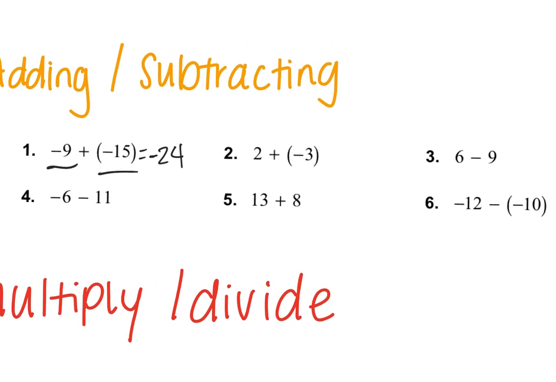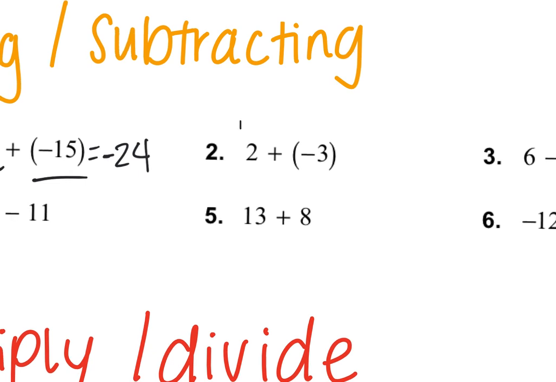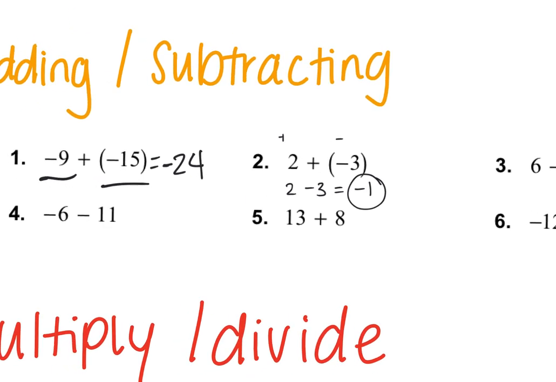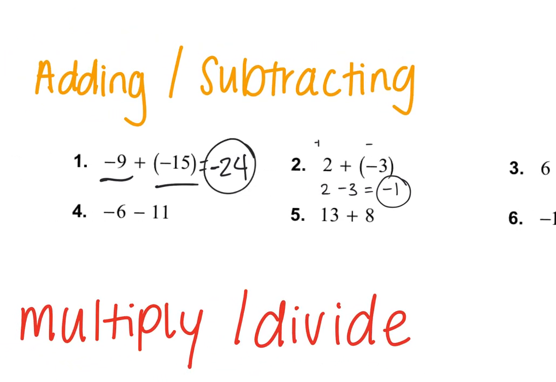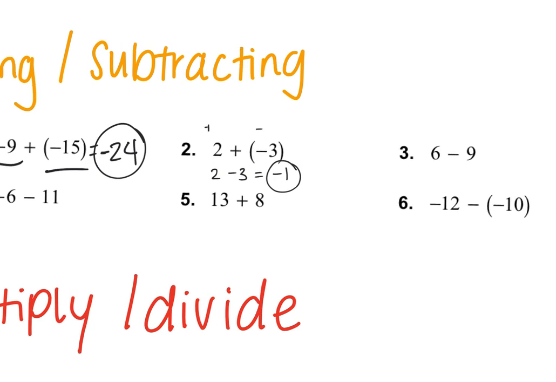Now, when you're adding two numbers where they have different signs, so this first 2 is positive and this second 3 is negative, when you add them together, you actually subtract them. So this is the same as 2 minus 3, which ends up giving me -1. It's -1 because the 3 was the larger number. Whichever number is larger when you're adding two numbers, that number is going to take whatever sign it was, and your answer is going to be that sign as well. So our answer for the second one was -1. I'll circle the answers for each. The first answer was -24.